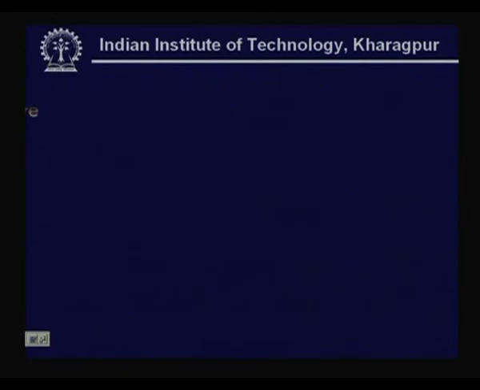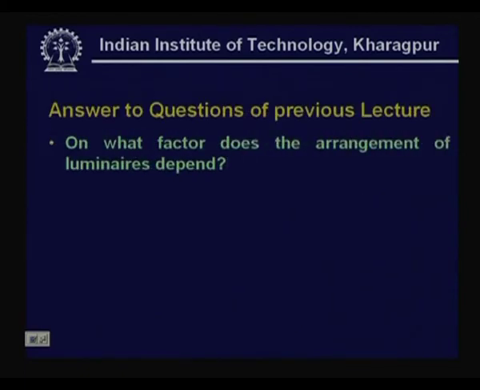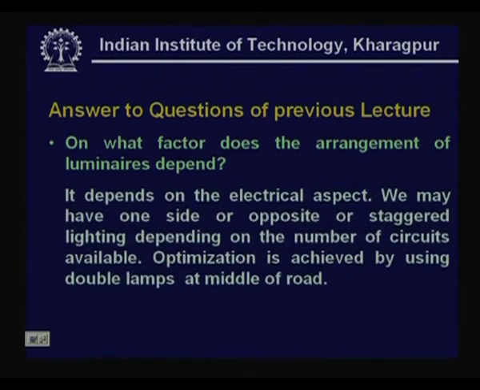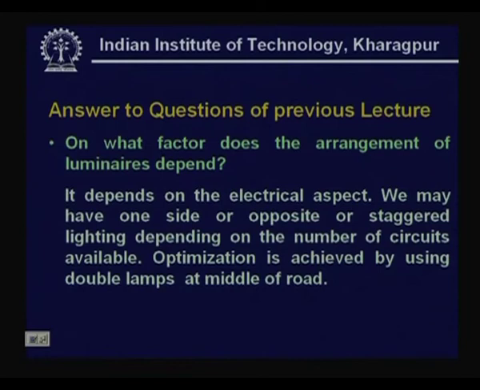On what factors does the arrangement of luminaires depend? See, among the various factors, first and foremost, of course, is the required illuminance level as per the CIE guidelines, which depends on the road traffic density and nature of the road, and depending on the ease of providing circuits. It depends more on the ease of the circuits.